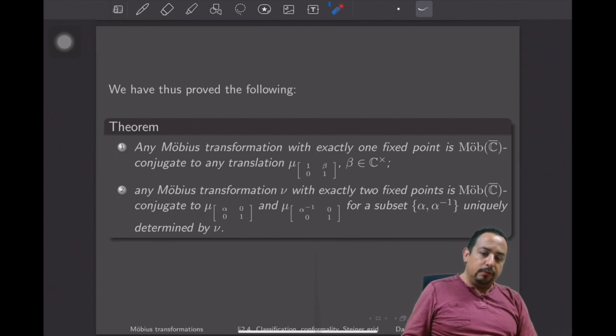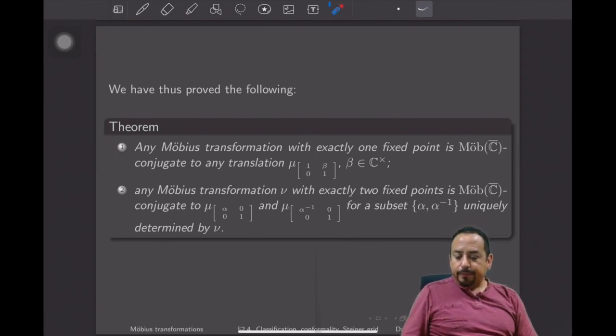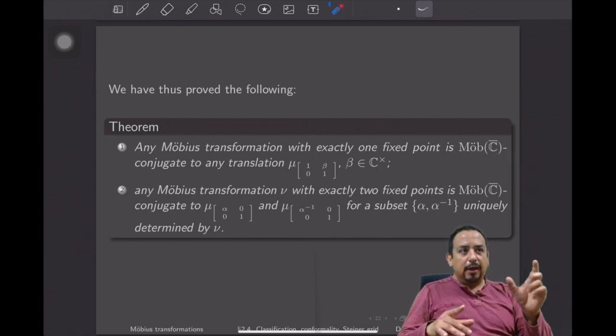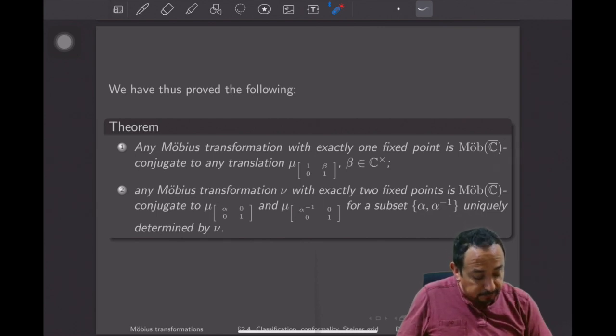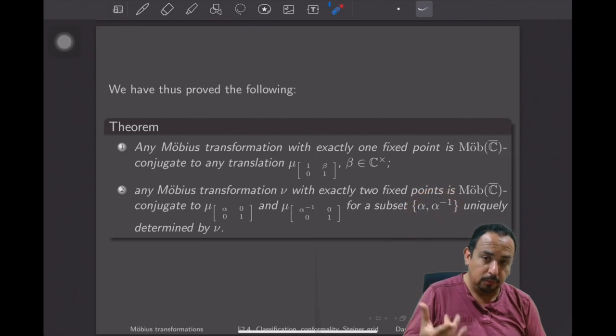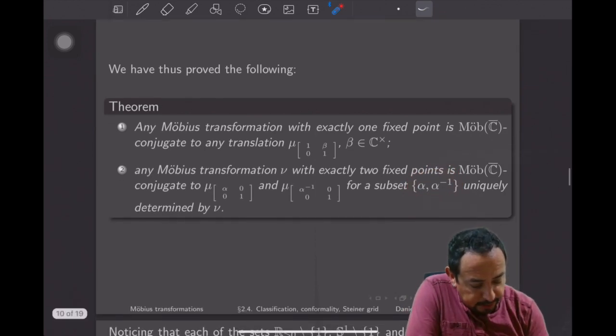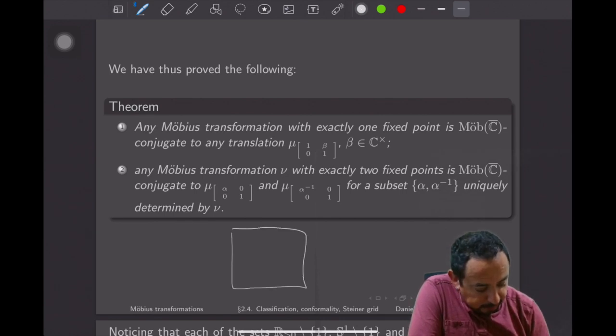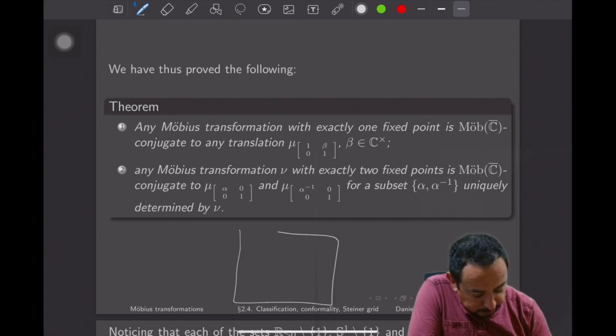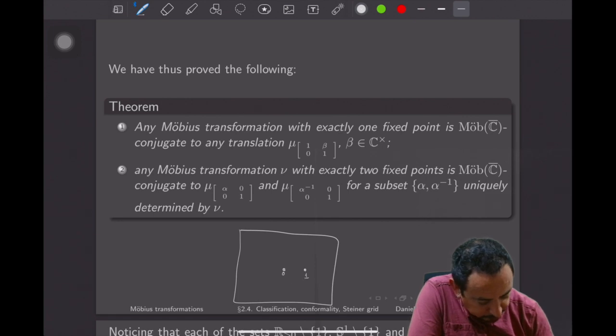And for the ones that have exactly two fixed points, the conjugacy classes are parametrized by pairs of mutually inverse non-zero complex numbers, different from 1. Right? So the picture here is something like: you have the complex plane, let's say, and then you have the origin and you have 1. So this is 0, this is 1, and you have, let's say, the unit circle.